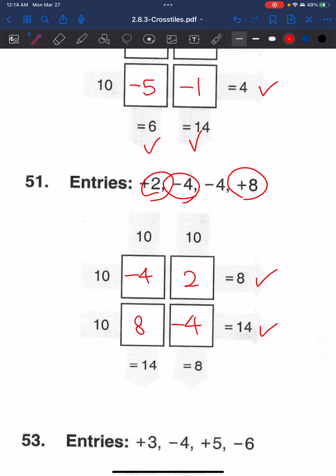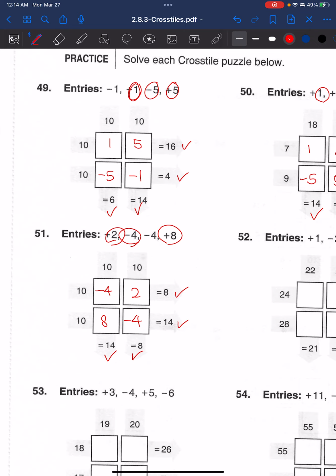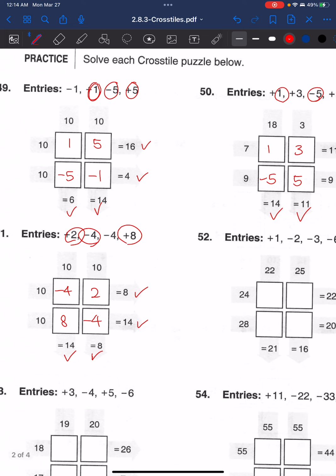We'll look at the columns now. So negative 4 plus 8 is 4, and so 10 plus 4 is 14. 2 plus negative 4 is negative 2, and so 10 minus 2 is 8. So all of the rows and columns work, and we have solved the crosstile puzzle.